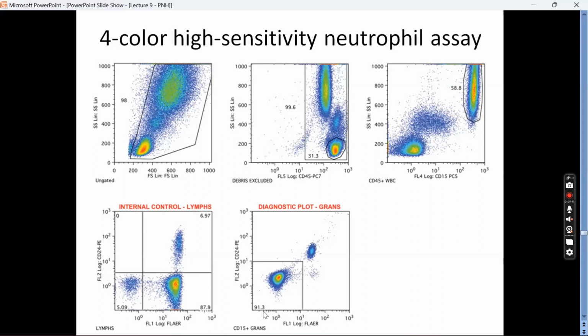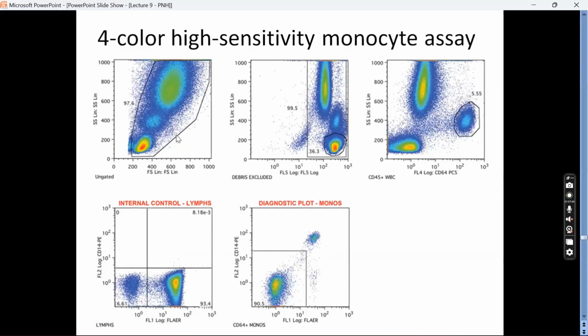Okay. Similarly, another tube for monocytes. So similarly, you take the viable cells, select only CD45 positive events, and now you get this population in side scatter CD64. Select only the population which is expressing CD64, and now get this population across CD14 and FLAER. Okay, so you find similarly a small population of normal monocytes and a huge clone of PNH monocytes.